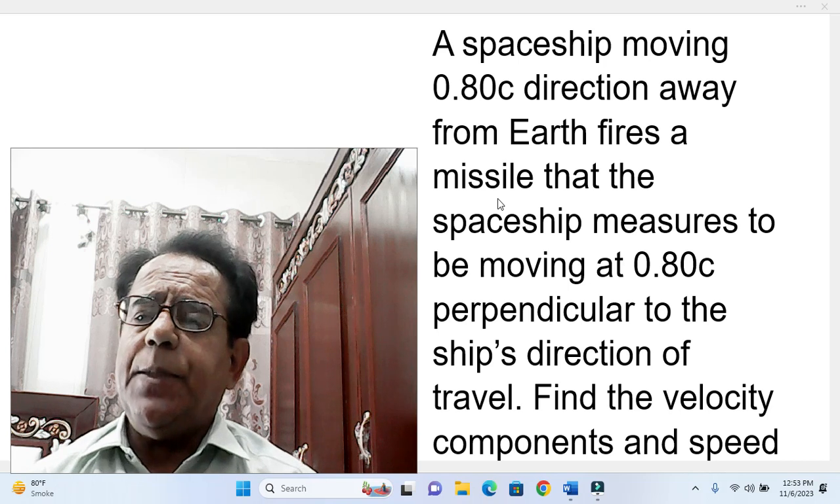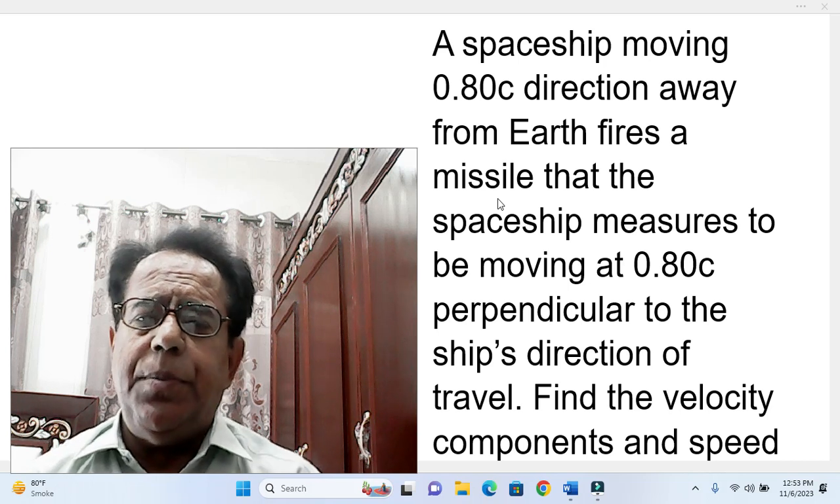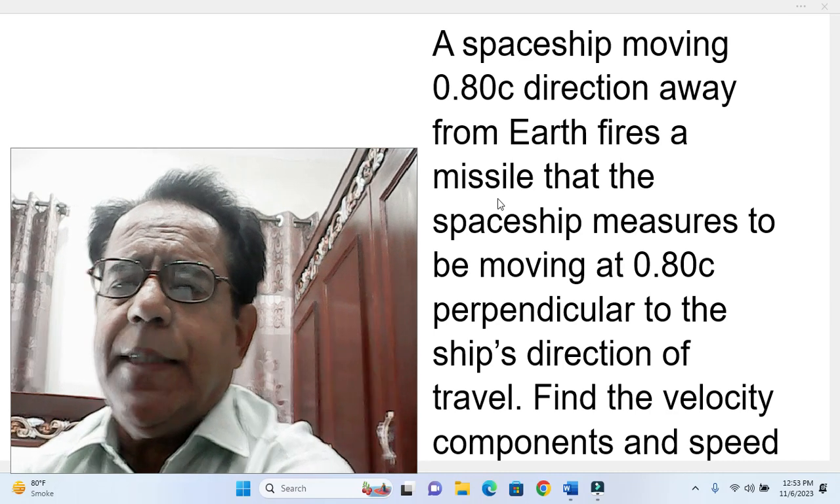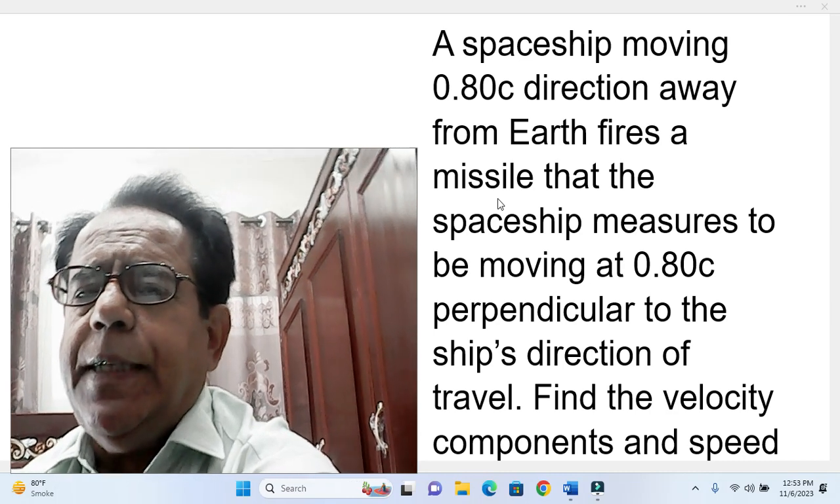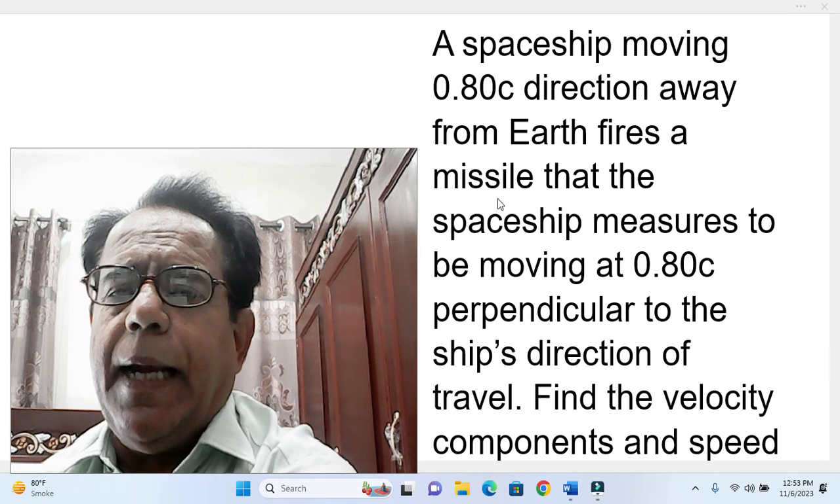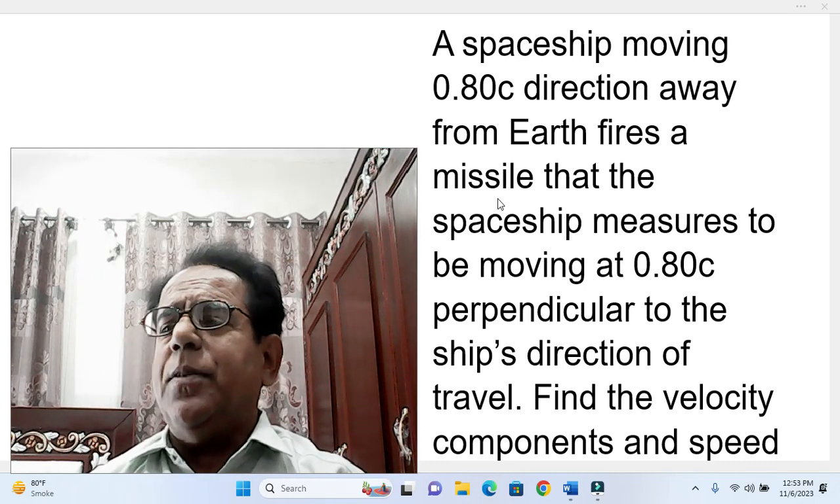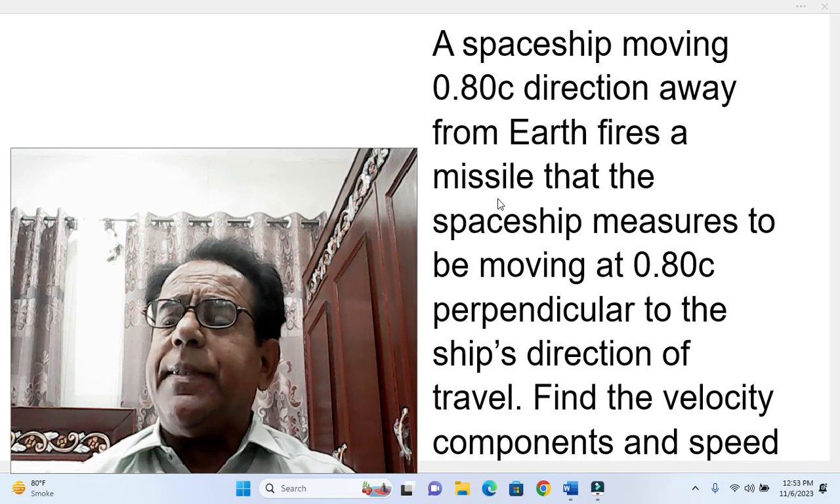This is our next problem, having been chosen from the same book, Modern Physics by Stephen T. Thornton and Andrew Rex. As usual, we first come to its statement.